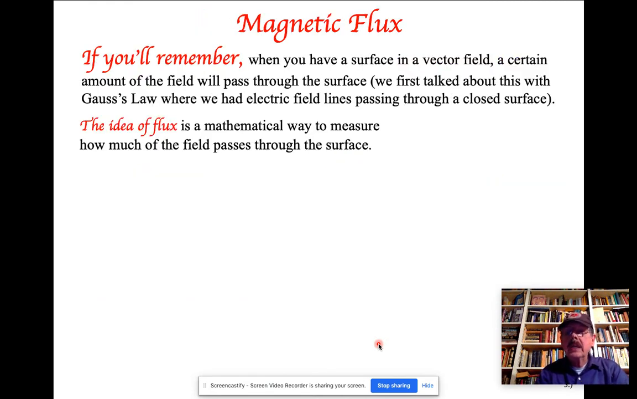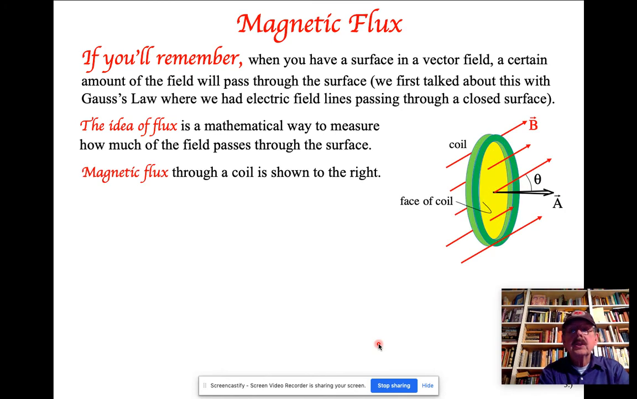To do this, we need to kind of review what's going on with magnetic flux. So in this particular case, you're not going to be trying to figure out what the magnetic flux is through a closed surface the way you were with Gauss's law. You're going to be trying to figure out what the magnetic flux is through an open surface, the open surface being the face of a coil.